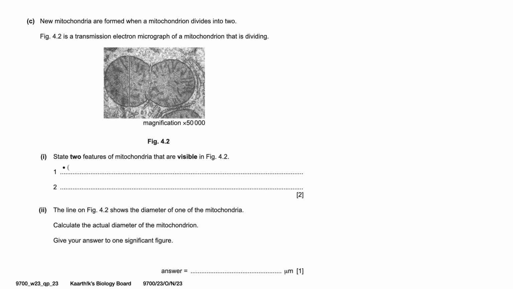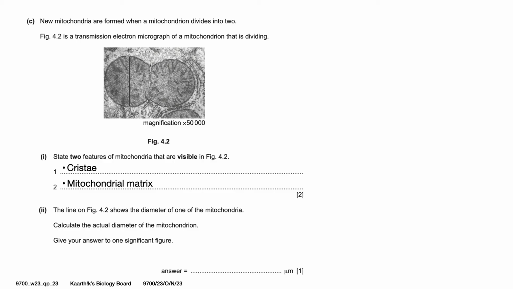So first one, cristae. Cristae is very well visible in the mitochondria. And second one, mitochondrial matrix. Double membrane, inner and outer membrane, can also be stated, but more clearly visible structures are the cristae and mitochondrial matrix. Even 70S ribosome can also be written for this answer.